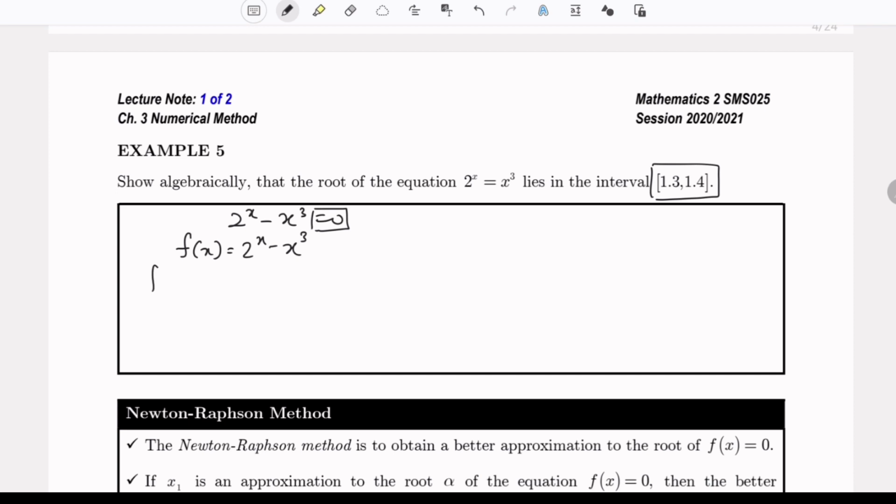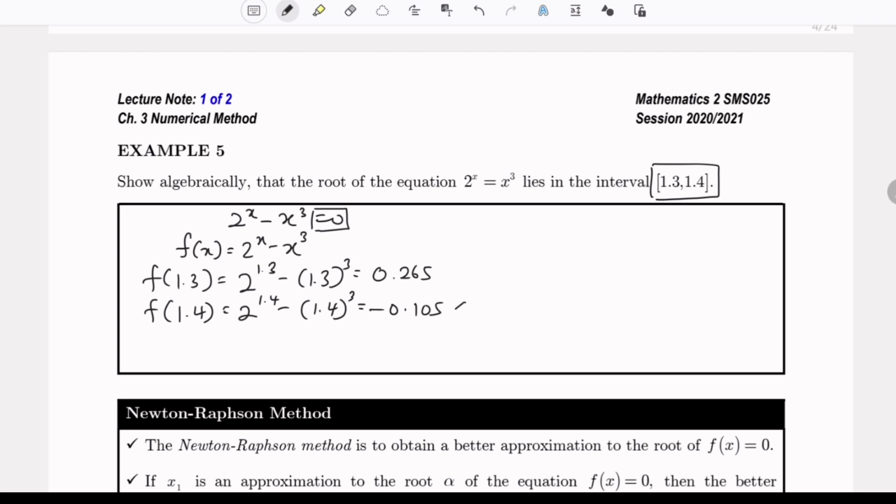So substitute f(1.3) and f(1.4). So 2 power 1.3 minus 1.3 cubed, and 2 power 1.4 minus 1.4 cubed. Press your calculator. Here you get 0.265, and here you get negative 0.105. So this is greater than 0, this is less than 0.